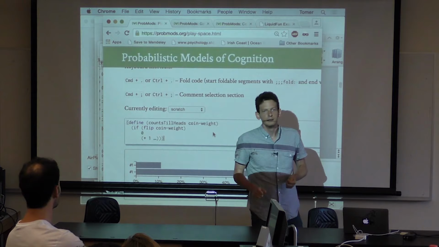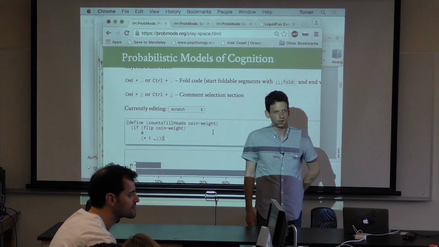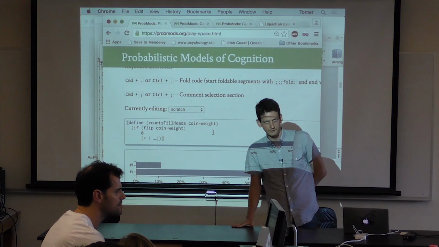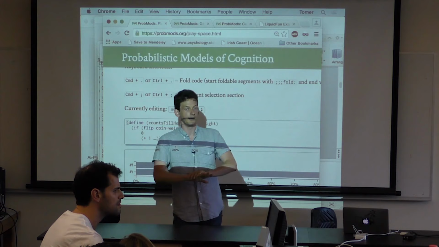So this is an exercise for you. You have it under the files under 3.4, build your own distribution. I've left this open. Why don't you take 2 minutes? We're trying to build a procedure that gives me the amount of times that I need to flip a coin before I get back heads. If I take a particular coin, I guess I don't have one handy. But I flip a coin, and if it comes back heads, I write down zero, and I'm done.